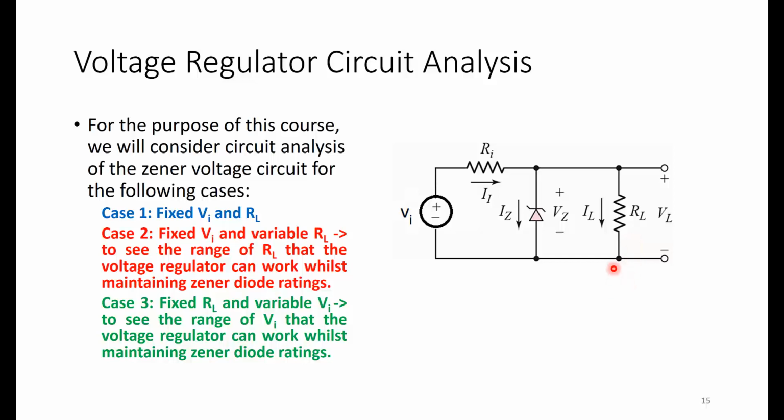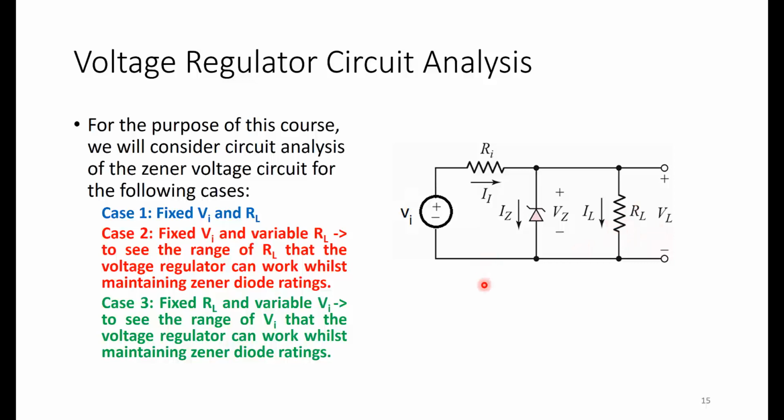For case 3, we are investigating the ability of the Zener diode in the voltage regulator to tolerate variation in input voltage such that it does not affect VL that RL is supposed to receive.